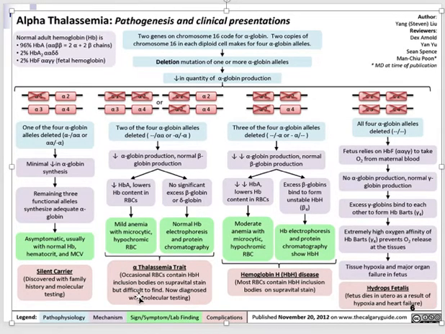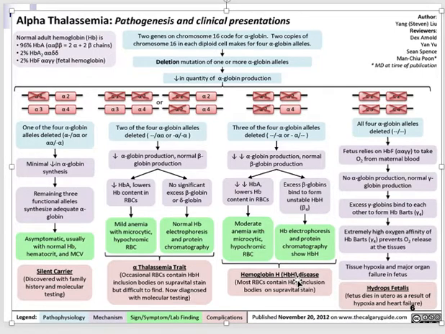HbH inclusion bodies or supravital stain, now diagnosed with molecular testing, but simply they have mild anemia with microcytic hypochromic RBCs, normal Hb electrophoresis, and so they remain normal. But when there are three defective genes, this is called HbH. See this one, HbH disease.